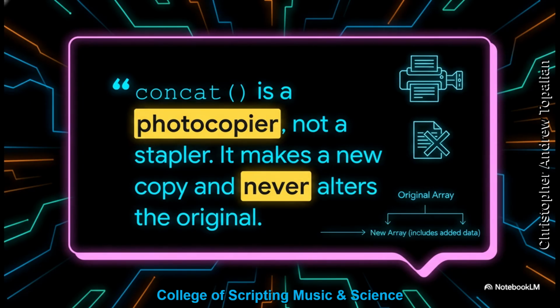Concat is like a photocopier. You know, if you have a report and need to add more pages, you don't staple them onto your original master copy, right? No way. You take the original, you make a fresh copy that includes the new pages, and you end up with a brand new document. Your original is still safe in the filing cabinet, completely untouched.